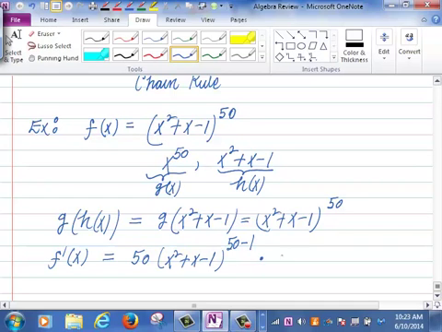And then you have to multiply by the derivative of the inside, h prime, which is 2x plus 1. So it turns out that the derivative of this function is given by this. My high school teacher used to say that you have a giant to the 50, you take the derivative of the giant to the 50, it's 50 times giant to the 50 minus 1, and then multiply by the derivative of the giant. Okay?